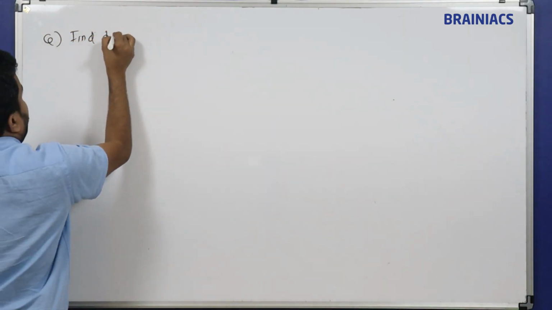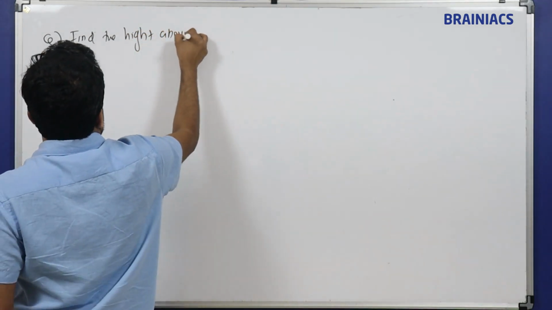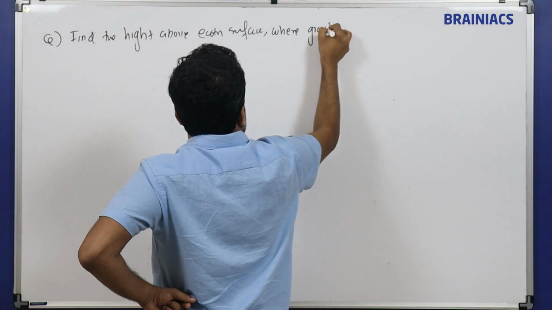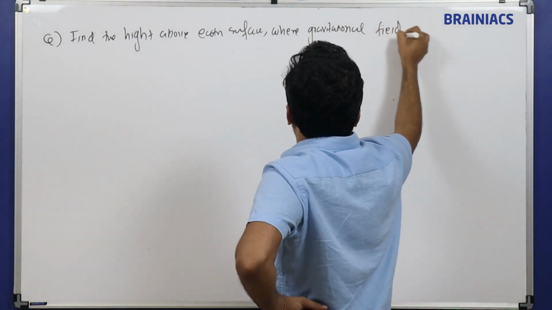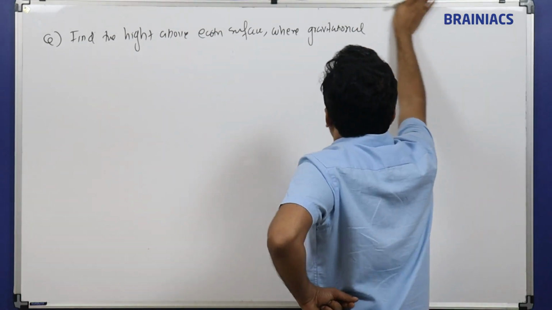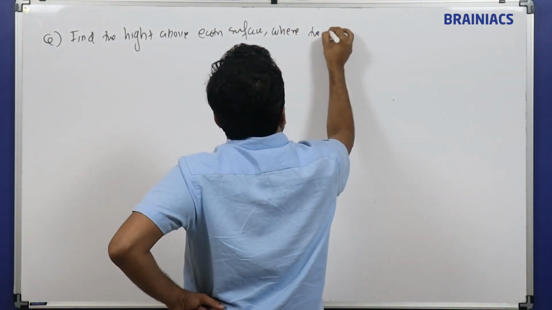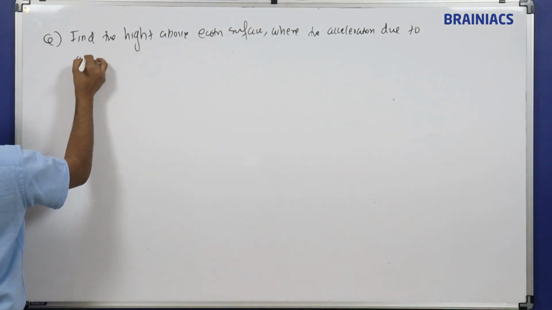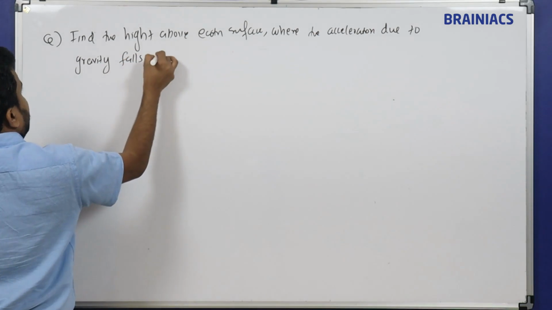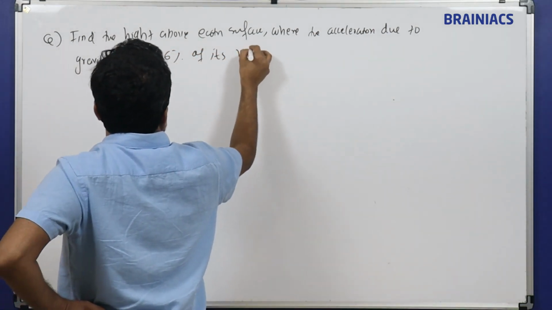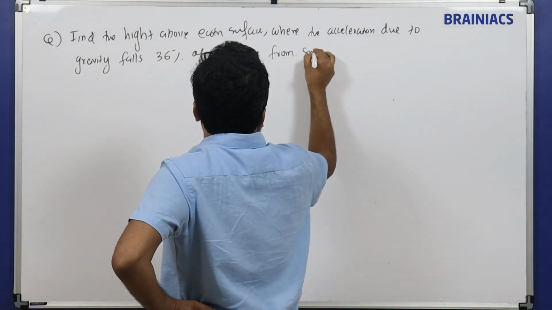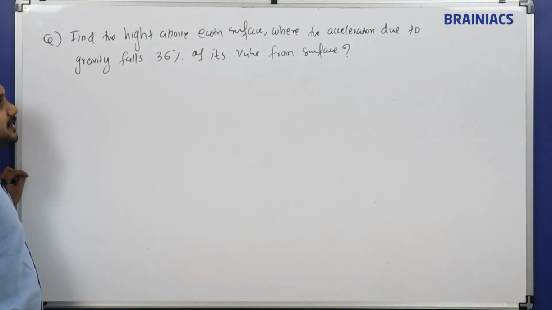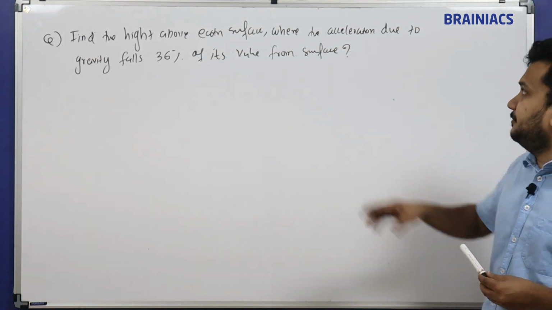Find the height above the earth's surface where the acceleration due to gravity falls 36% of its value from the surface. Find the height above the earth's surface where the acceleration due to gravity falls 36% of its value from the surface.